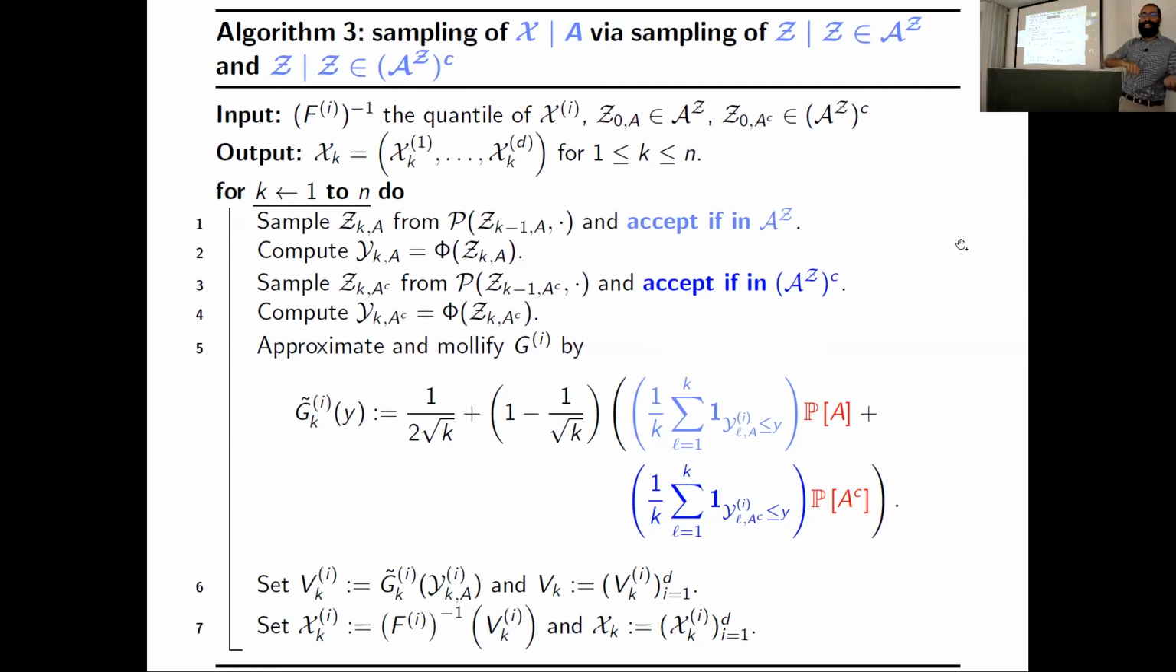YKA or YKA complement. Just doing the transformation file. Now I approximate and modify my function G. So this in light blue is the approximation for my c.d.f conditional on the event A. This in darker blue is the c.d.f conditional on the event A complementary. But I also need to compute the probability of A and A complementary. So what we are doing so far is to assume that we do this offline.